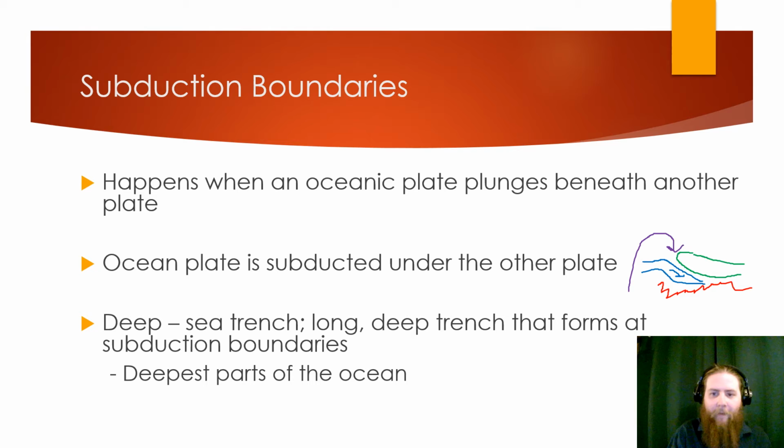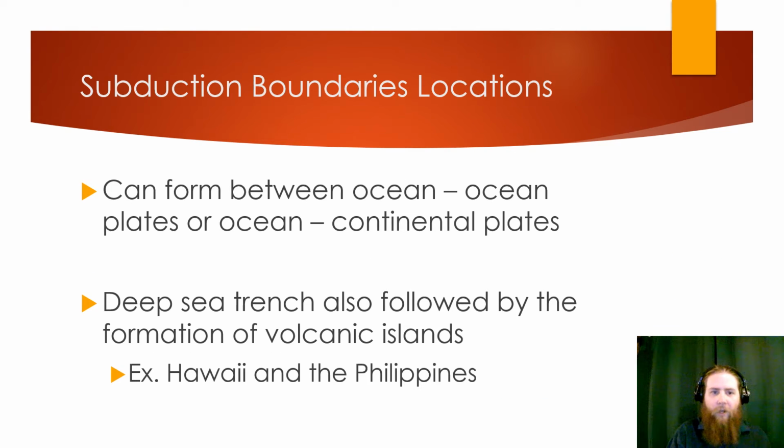These are even more common when we have two oceanic plates coming together and the oceanic one is being subducted under another oceanic one. This is how things like the Marianas Trench are formed, a really, really deep area that goes really close to the mantle underneath it. So these can form between ocean-ocean plates or between ocean and continental plates. They are also usually followed by the formation of volcanic islands, like Hawaii and the Philippines.